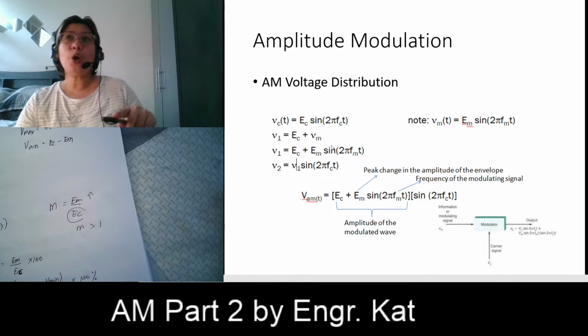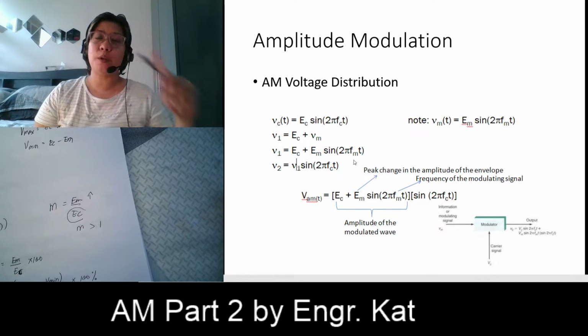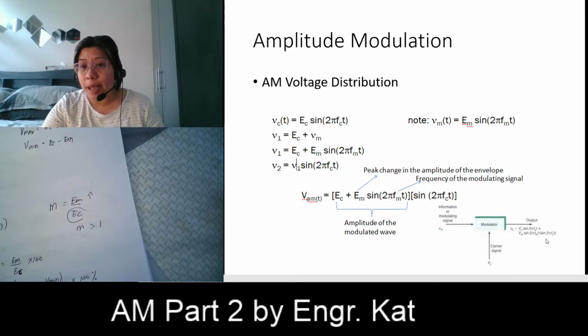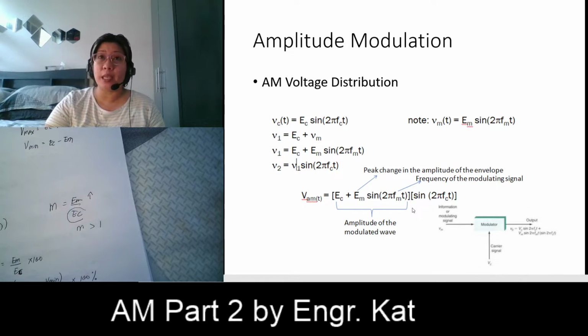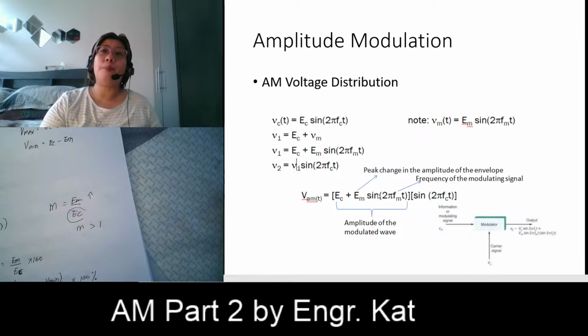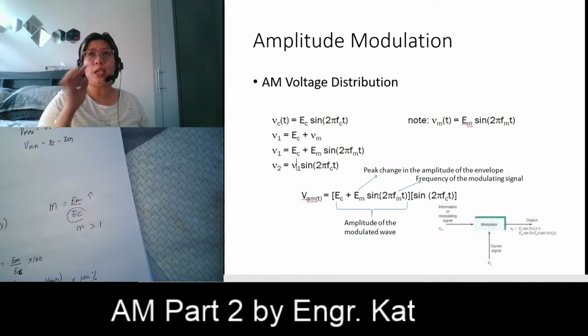And of course, you have the sideband. So what is the equation for your sidebands? If we distribute this, it will become EM sine of 2 pi FMT multiplied by sine of 2 pi FCT. Later on, we will be using a trigonometric identity when we have a sine function.